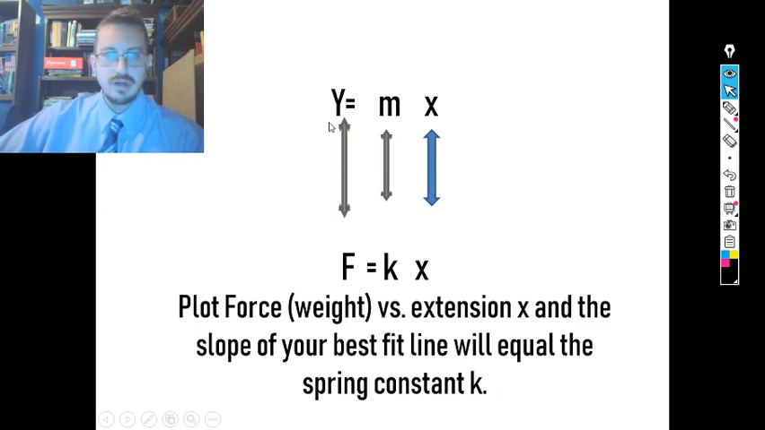As usual, our trend is going to be linear, so the equation of a line y equals mx will plot our forces on the y-axis against the extension on the x-axis, and then the slope m will be our conclusion k, the claim we want to reach. What is the spring constant in newtons per meter?